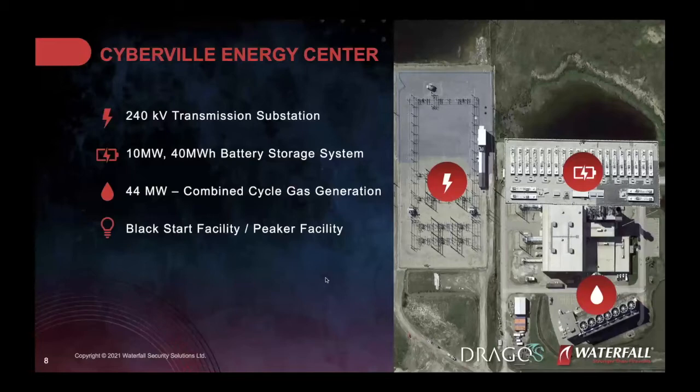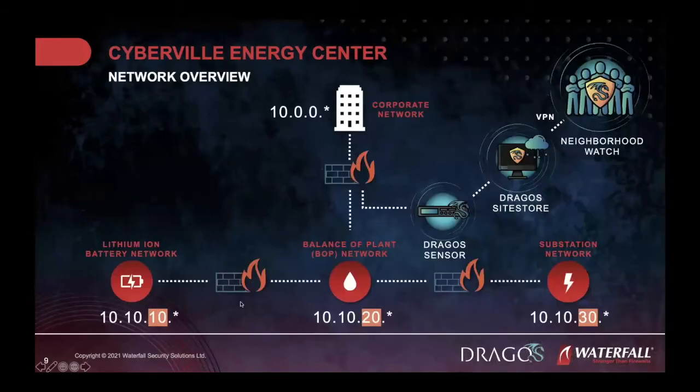This specific facility that we have mocked up in the range is representative of a small 44 megawatt gas turbine combined cycle power plant, as well as a 10 megawatt, 40 megawatt hour lithium ion battery storage system, and a 240 kV substation. In NERC CIP speak, the 240 kV transmission substation is a BES cyber system, NERC CIP medium impact, and the battery and combined cycle generation are NERC CIP low impact. This is just a high-level overview of what the range looks like for this scenario.